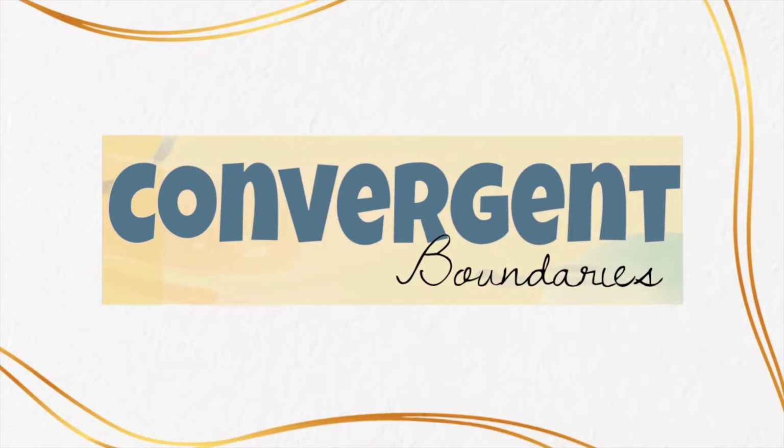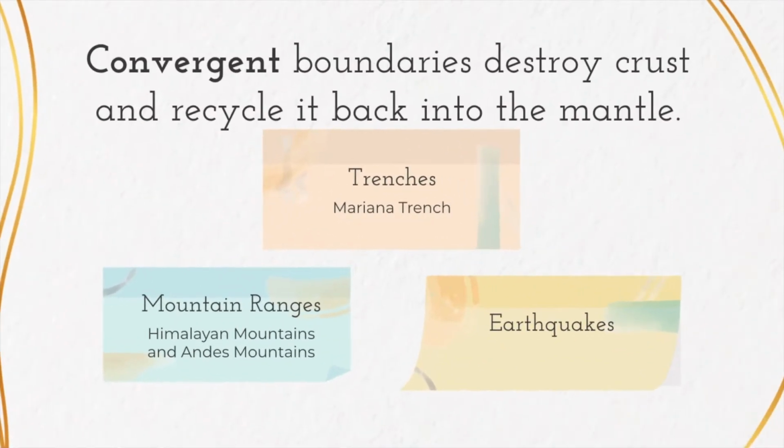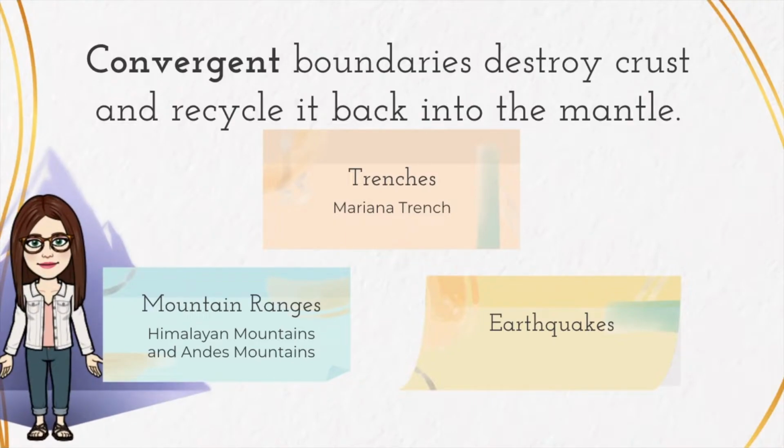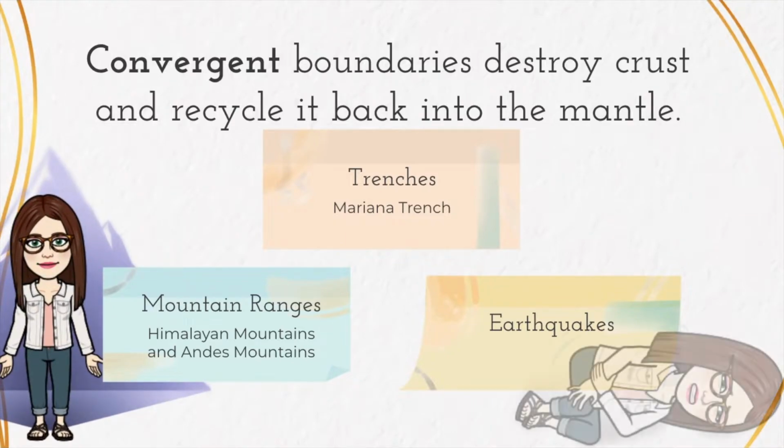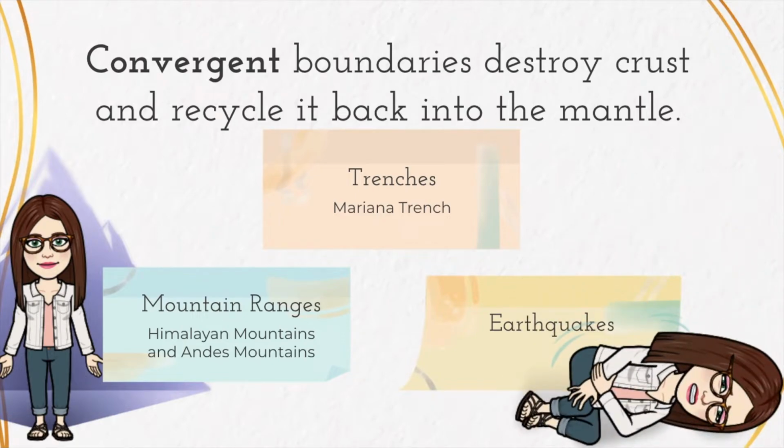Okay, convergent boundaries. Convergent boundaries destroy crust and recycle it back into the mantle. We see that in the form of trenches, mountain ranges, and earthquakes. Mountain ranges like the Himalayan mountains and Andes mountains, and of course, earthquakes again. We see that a lot at all of the boundaries of these tectonic plates.